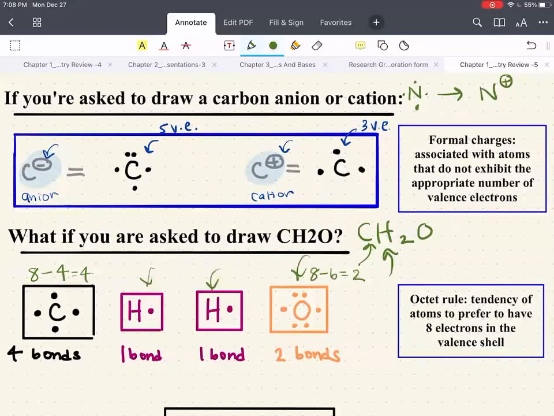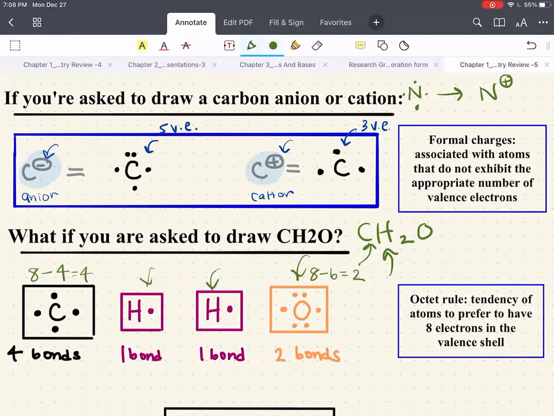And remember, we're doing 8 minus the number of valence electrons because we're trying to follow the octet rule. The octet rule is the tendency of atoms to prefer to have 8 electrons in the valence shell. To satisfy this, they begin to form bonds with other atoms. So we look at a single atom with its valence electrons and ask how many bonds it can form to finally satisfy that 8 electrons in the valence shell. That's how we're determining this.